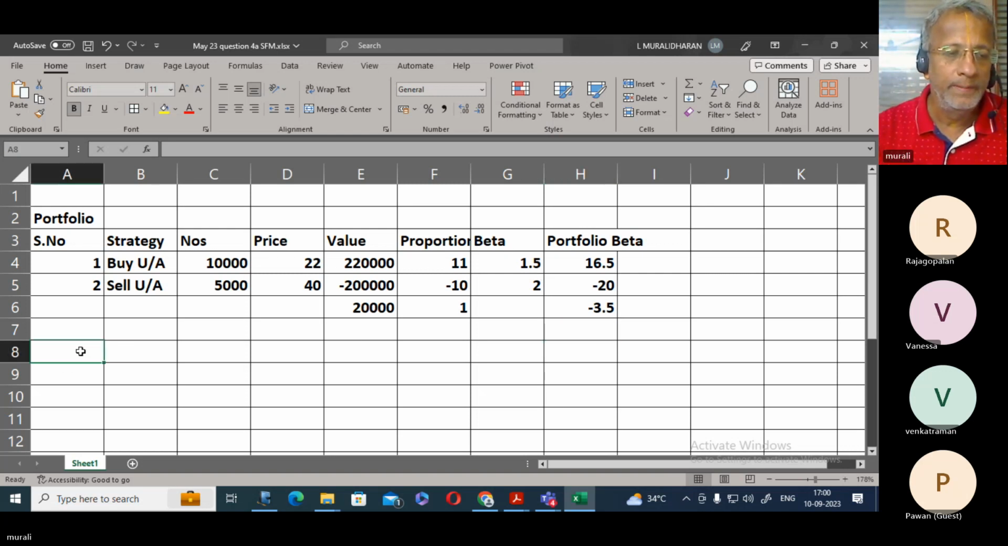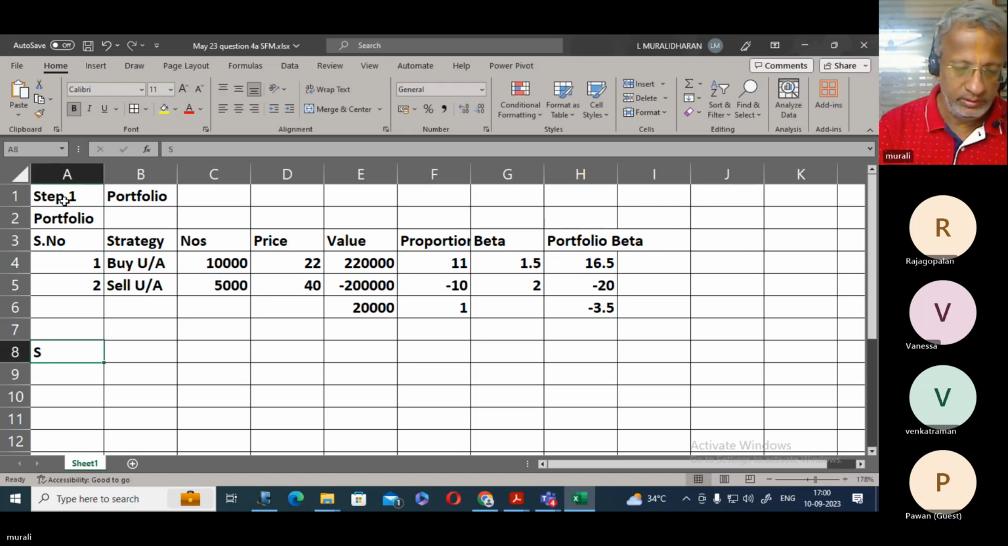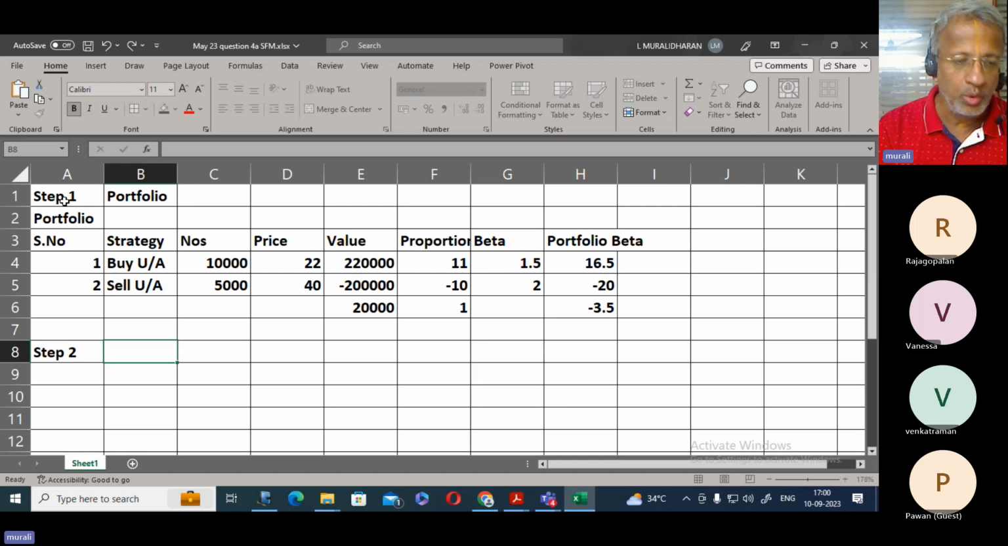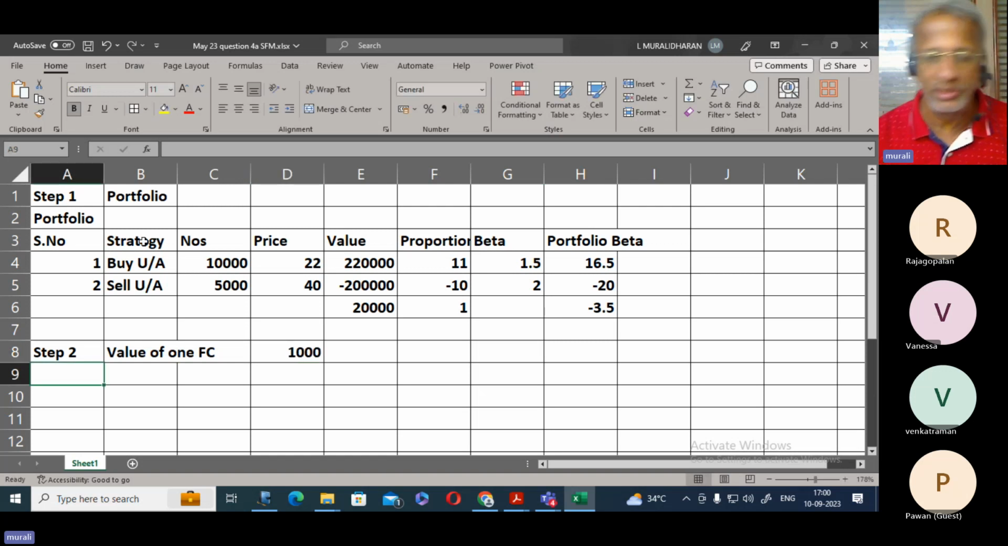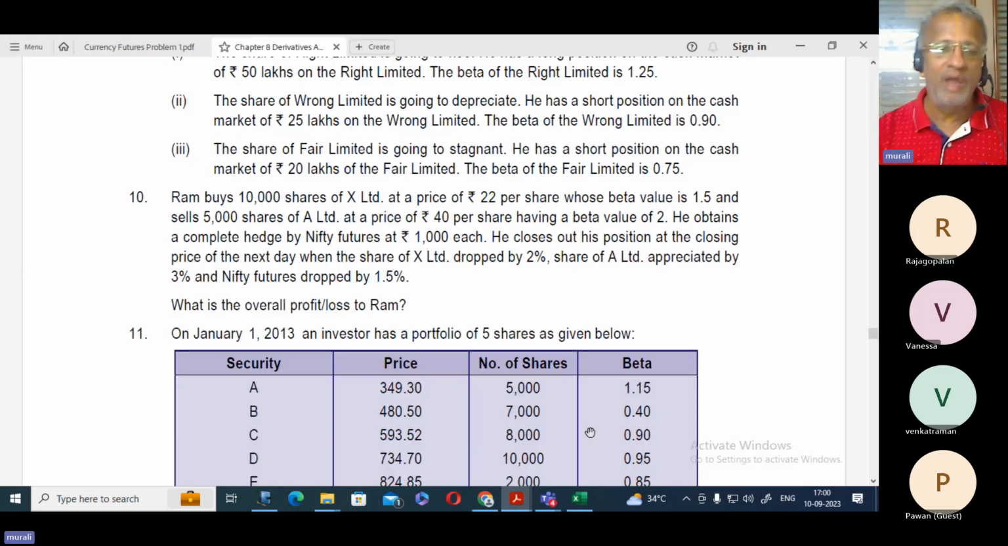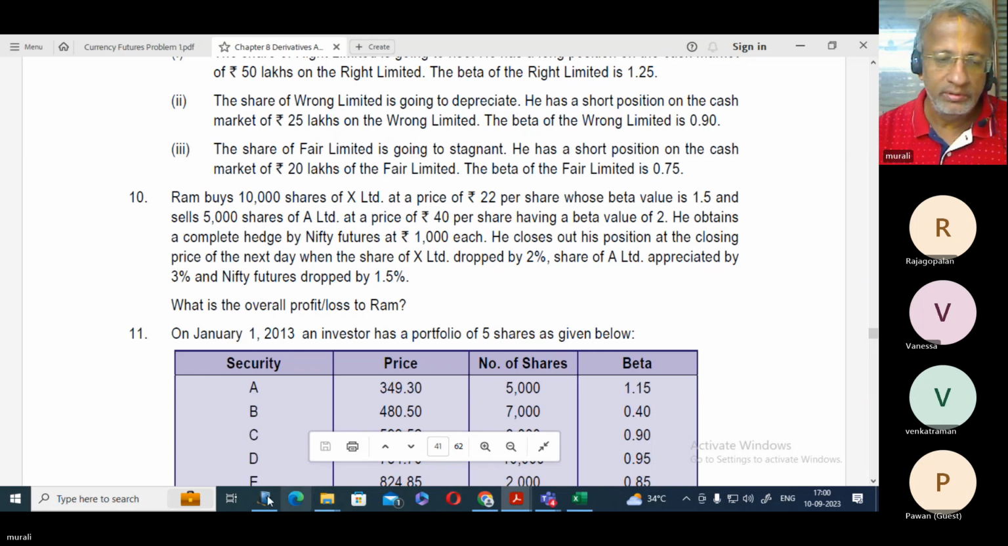This is basically step number 1, portfolio. Step number 2, value of one futures contract. The value of one futures contract is given in the problem as 1,000. Whether it is Nifty or BSE, they have not mentioned. He obtains a Nifty future of 1,000 rupees each. Correct?